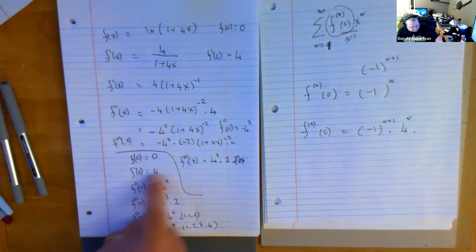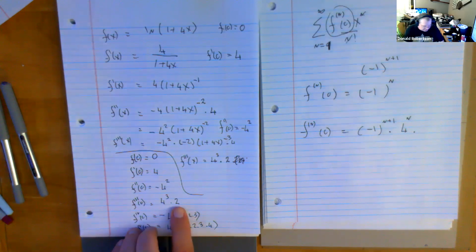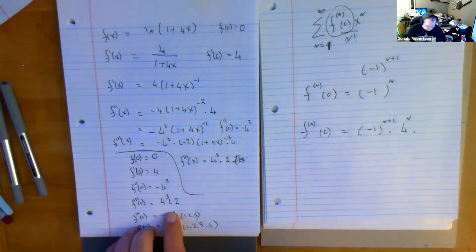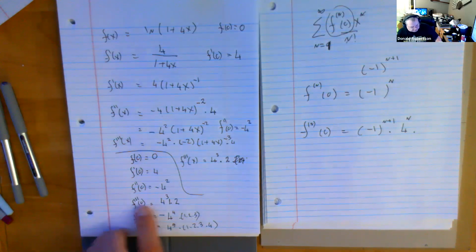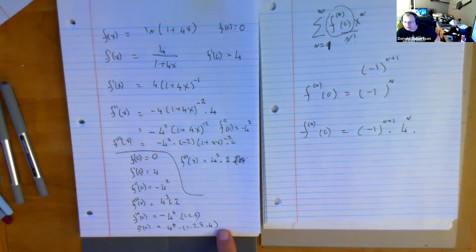Can't really see it in the first couple, but by the time you get to the third and fourth, you begin to see it. And this guy here is basically 1 times 2. So the third derivative gives you 1 times 2. The fourth derivative gives you 1 times 2 times 3. The fifth derivative gives you 1 times 2 times 3 times 4. Do you recognize a thing that looks like 1 times 2 times 3 times 4?